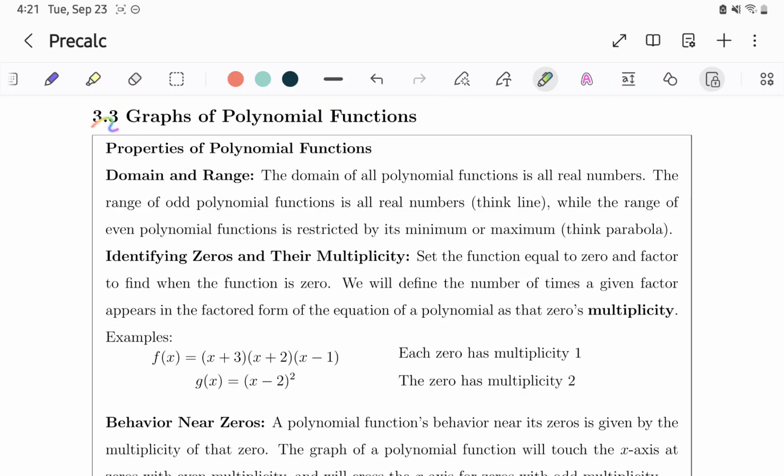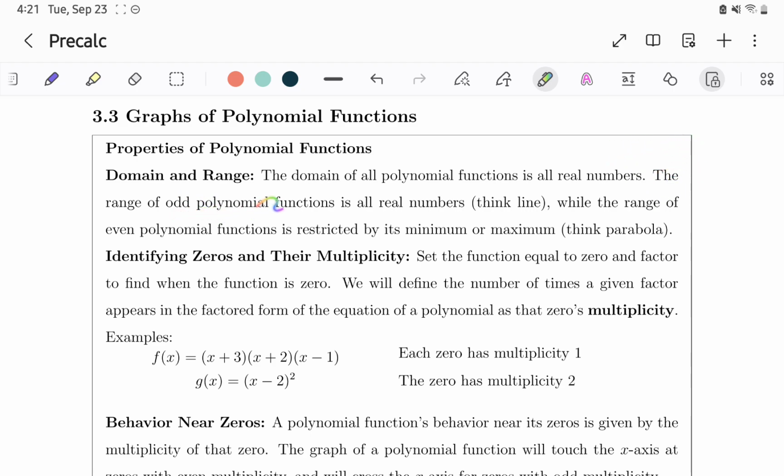In this video, we are going to be going over section 3.3, graphs of polynomial functions. So first we have some properties of polynomial functions. The domain of all polynomial functions is going to be all real numbers, in other words, the interval from minus infinity to infinity.